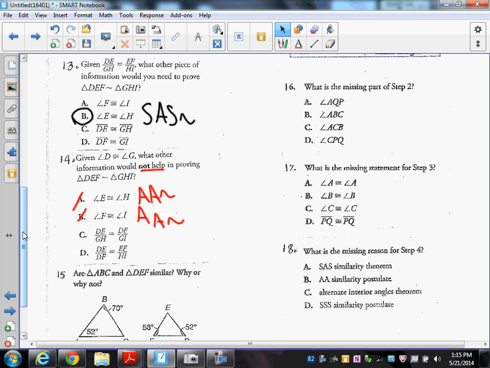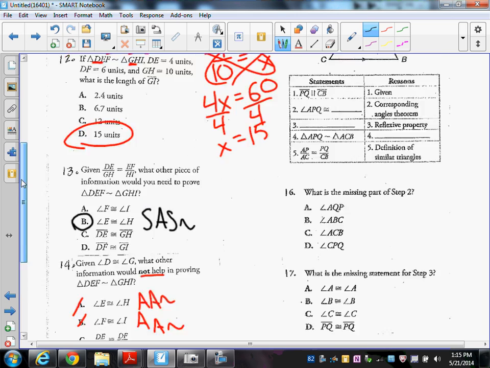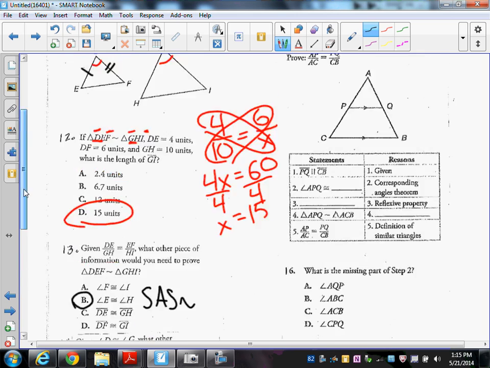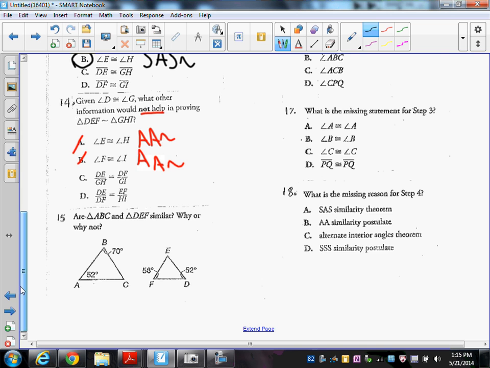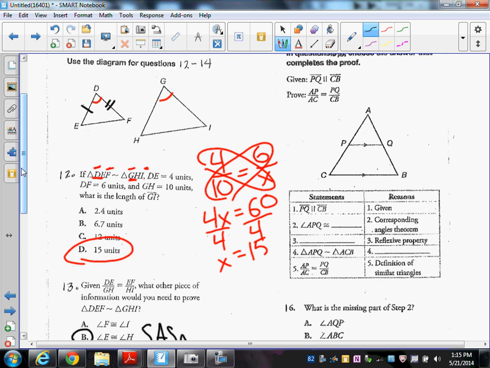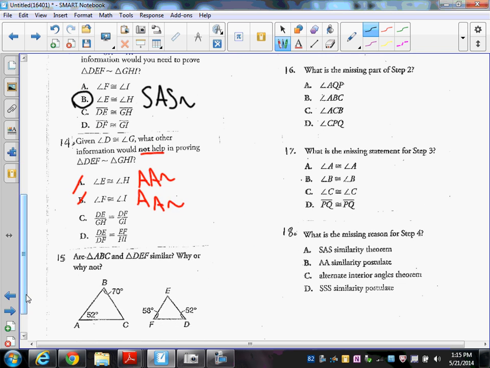Let's go up to our picture though. We have DE and DF. So here's DE, here's DF. And I have GH underneath DE and GI. So GH and GI. So by this property, I know they're similar by side-angle-side similarity.